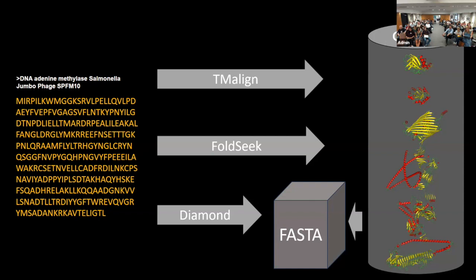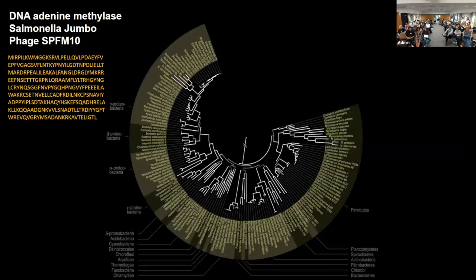And then Diamond BLAST against the clustered database is the fastest, but then we also lose a lot of the specificity. So from now on, we actually only use the TM-align part. So how does it function? Here we can go back to this DNA methylase from the Jumbo phage.